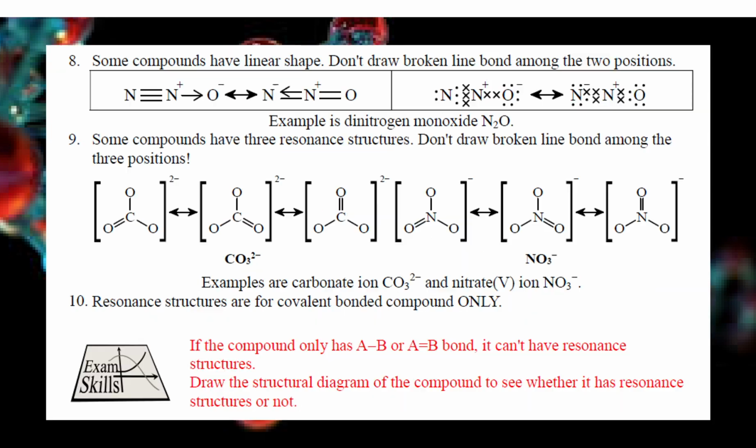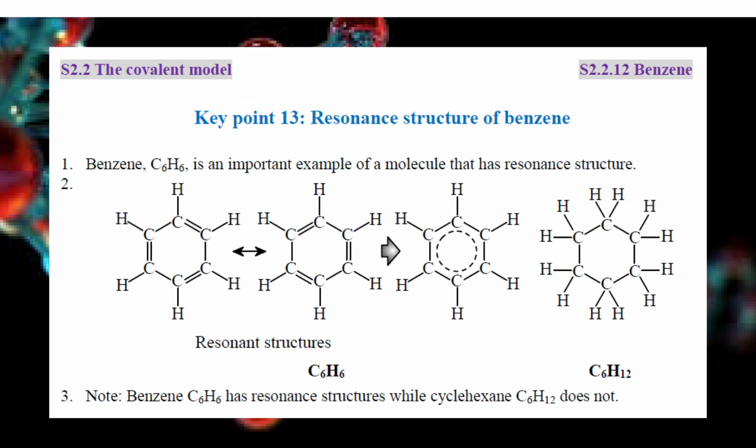But there are two exceptions where we don't draw the broken line. If it is a linear structure, we don't draw the broken line. If it is a three-possibility resonance system, we don't draw the broken line either. So be careful about when to draw the broken line. A typical example is benzene, with alternating single and double bonds, and we also draw the broken line. This broken line is an experimental result: all the bonds inside are 1.5 covalent bonds. We are not drawing it by imagination. Compare this with C6H12, all single bonds, no resonance structure.